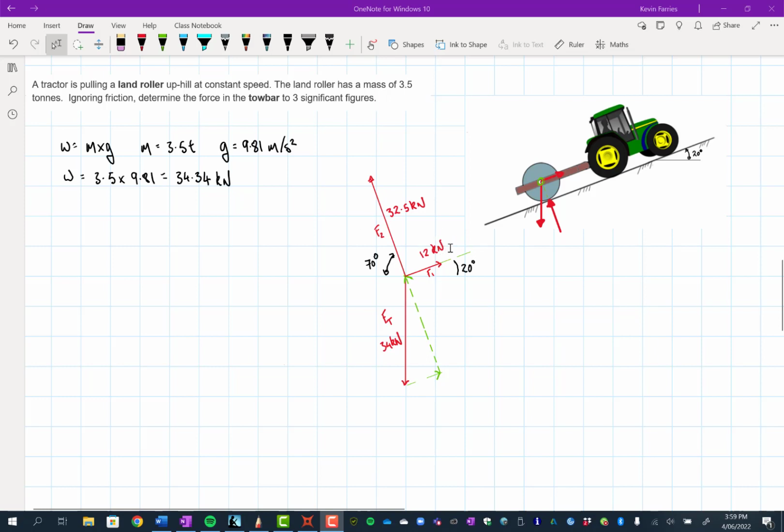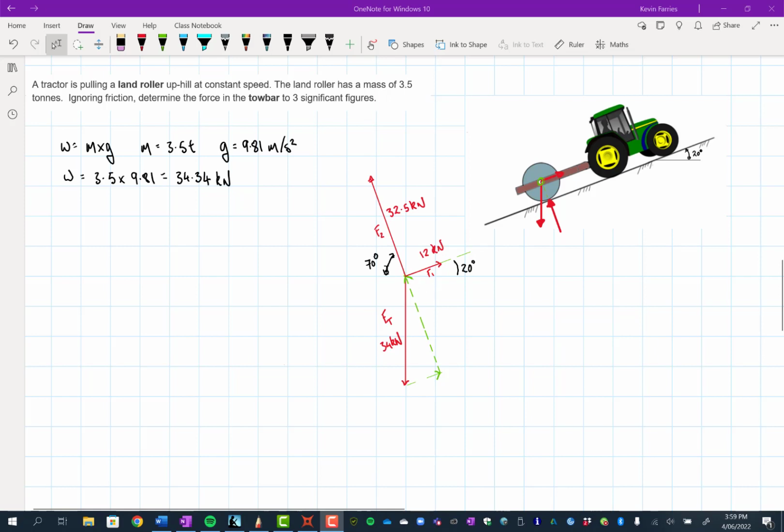So we found those two forces using the graphical method. And so we were asked to determine the force in the tow bar. The force in the tow bar is roughly 12 kilonewtons, but we were being asked to get it to 3 significant figures. It's probably not accurate enough. And so we're going to have to do the calculation.